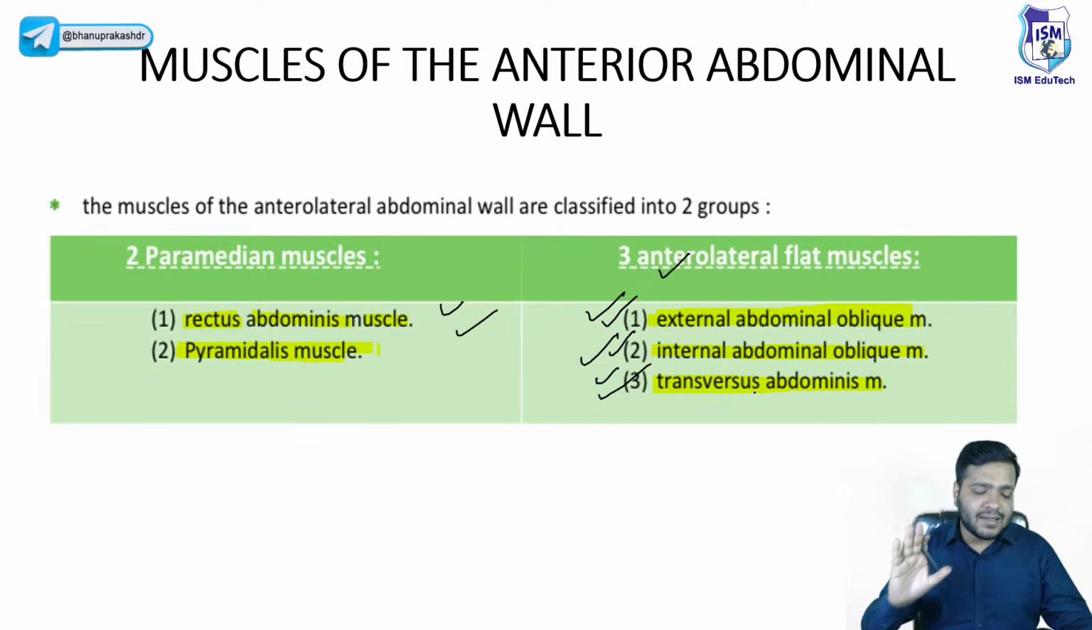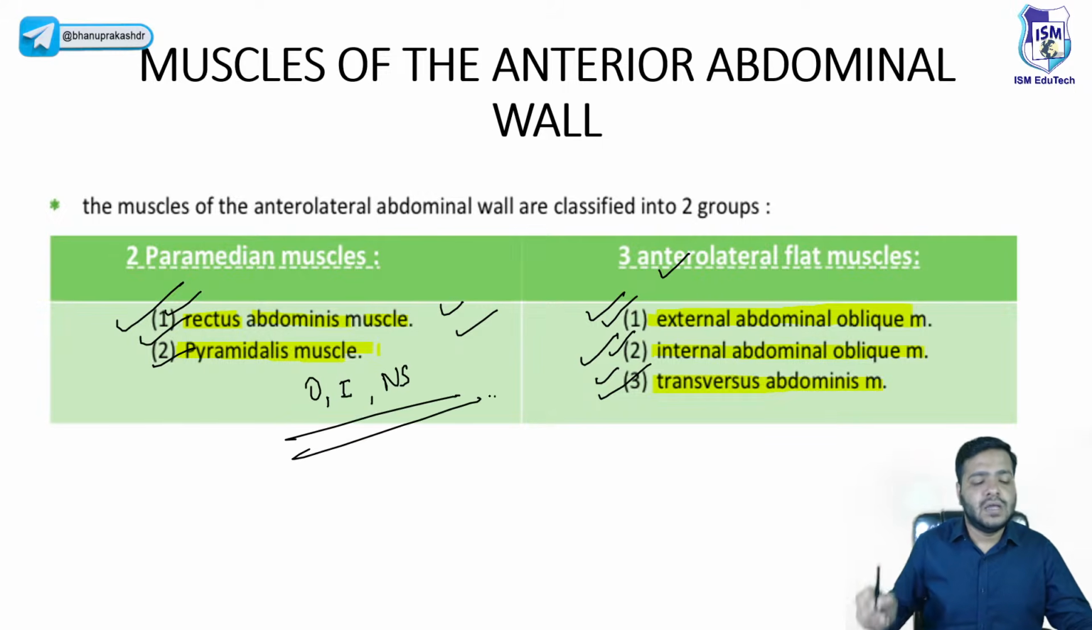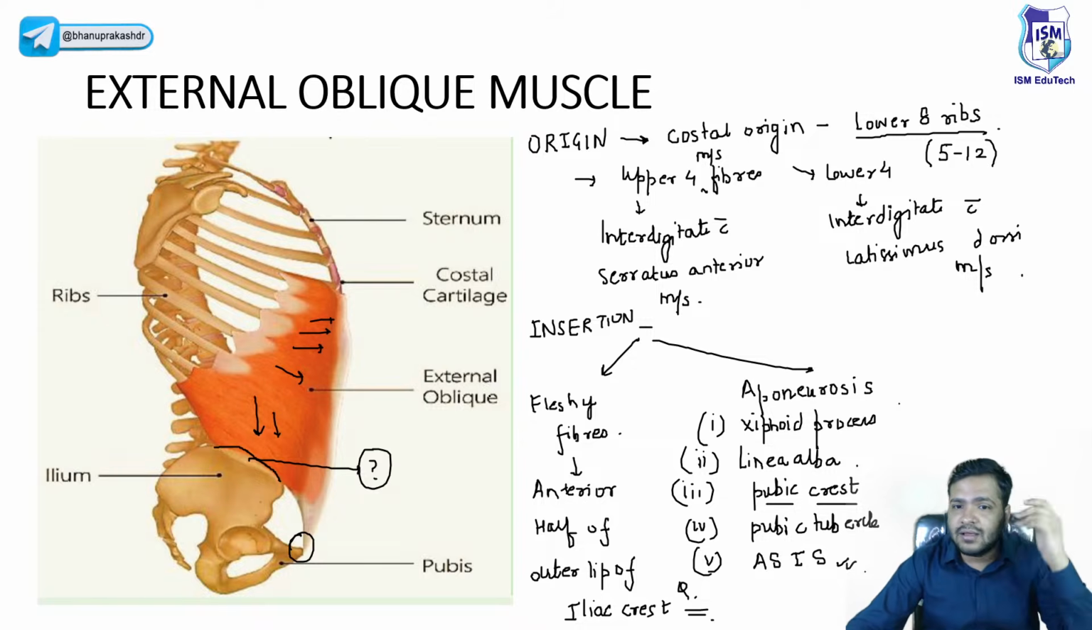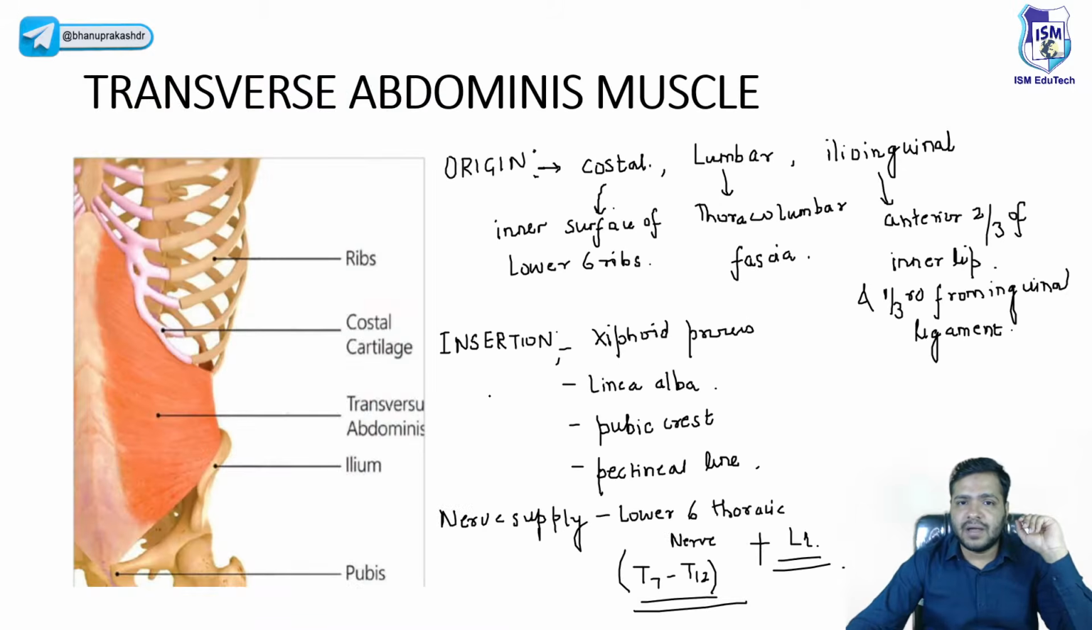So all the muscles of the anterior abdominal wall are discussed in detail. I have discussed all the 5 muscles with origin, insertion, and nerve supply. If you are a college student, you will get a short note on the muscles of the anterior abdominal wall. Firstly you have to draw the table, then write all the relevant points that we have discussed in this part, right?